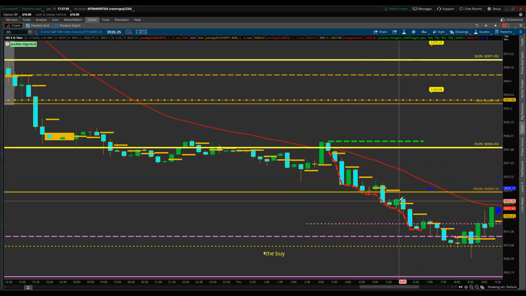Where are you gonna look for continuation? Once we broke the 28 here, right? This wasn't going back up here. This was going to a low, which was down here. I took this short for a little bit on this candle, I think, all the way down.